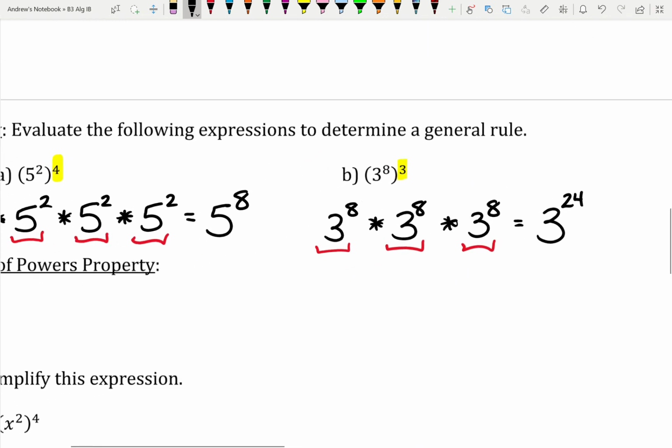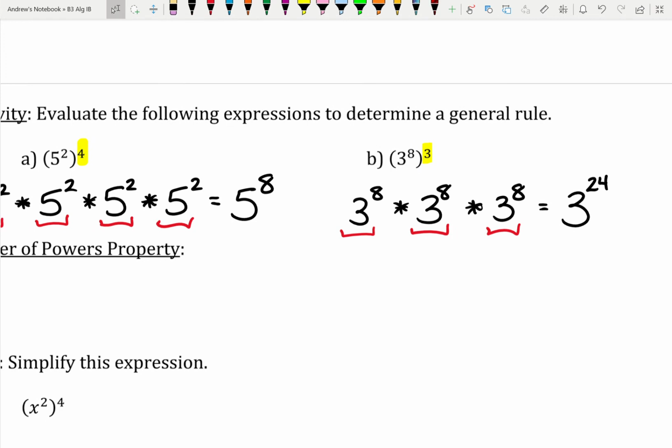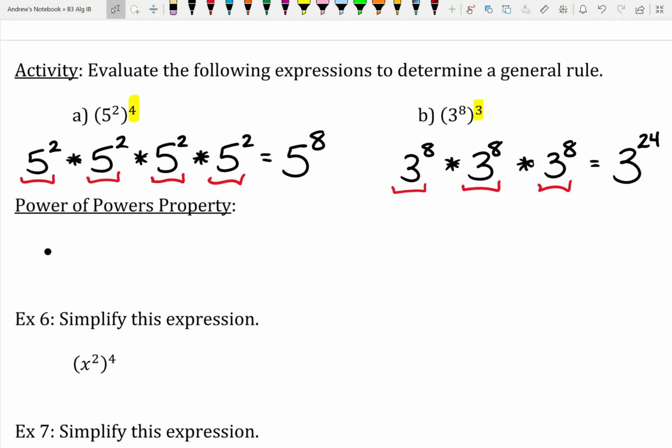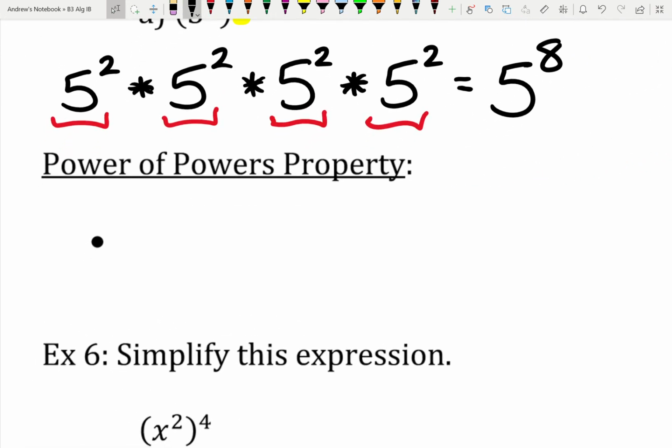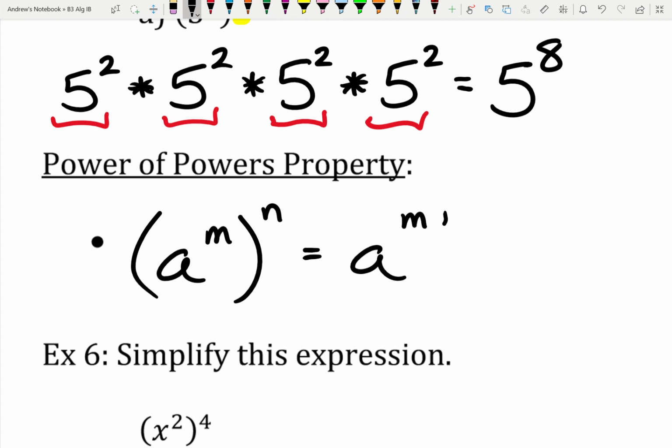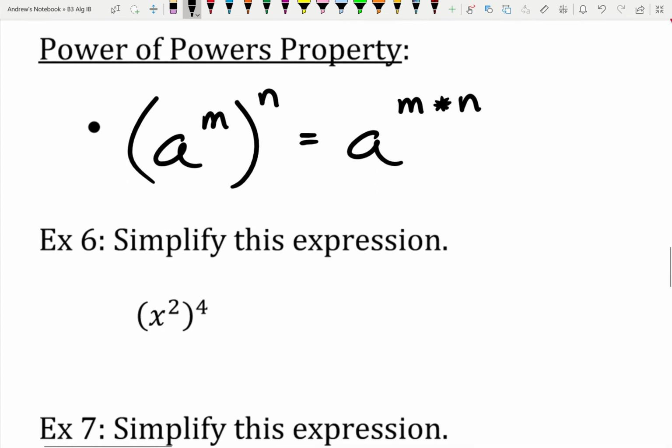So, we went 5 squared to the 4th, and we ended up with an 8. We went 3 to the 8th to the 3rd, and we ended up with 24. So our little shortcut way of handling these types of problems is to multiply the exponents. So if I've got something that looks sort of like this, say I had a to the m in parentheses, and I put the n power on the outside, we're taking a power of a power. So what I do is a to the m times n. I multiply the powers together when we've got a situation like this. And that's really a shortcut way.